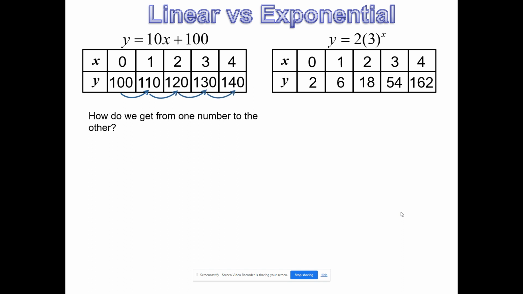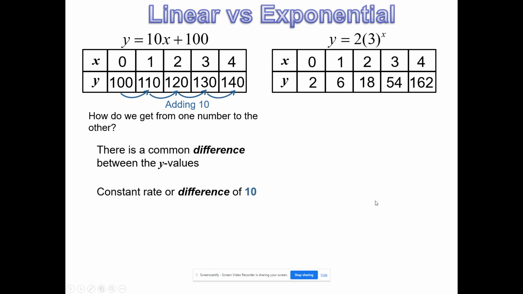Okay, so again, how do we get from one number to the other? Well, we added 10. That's what's called the common difference between the y values. Every time it's linear, you add to get from one to the other. So that is a constant rate or difference of 10. That's a linear function. Make sure you put that in there.